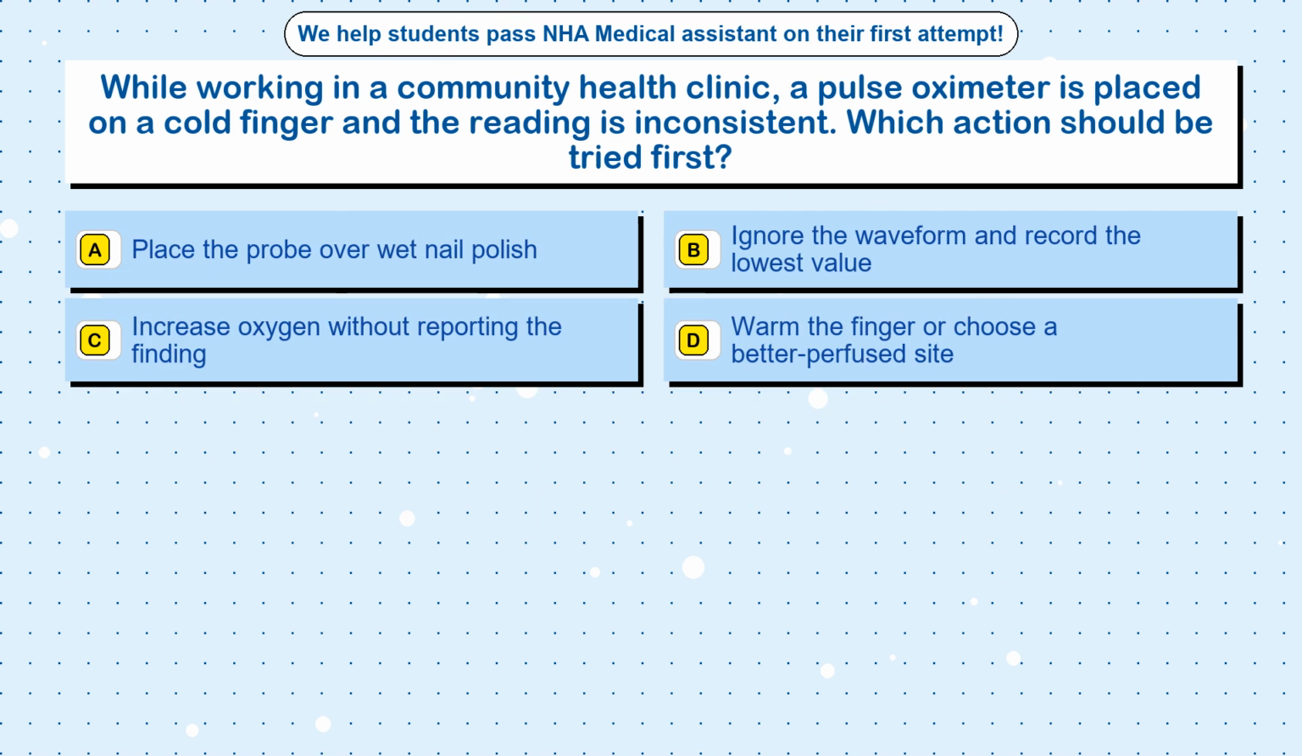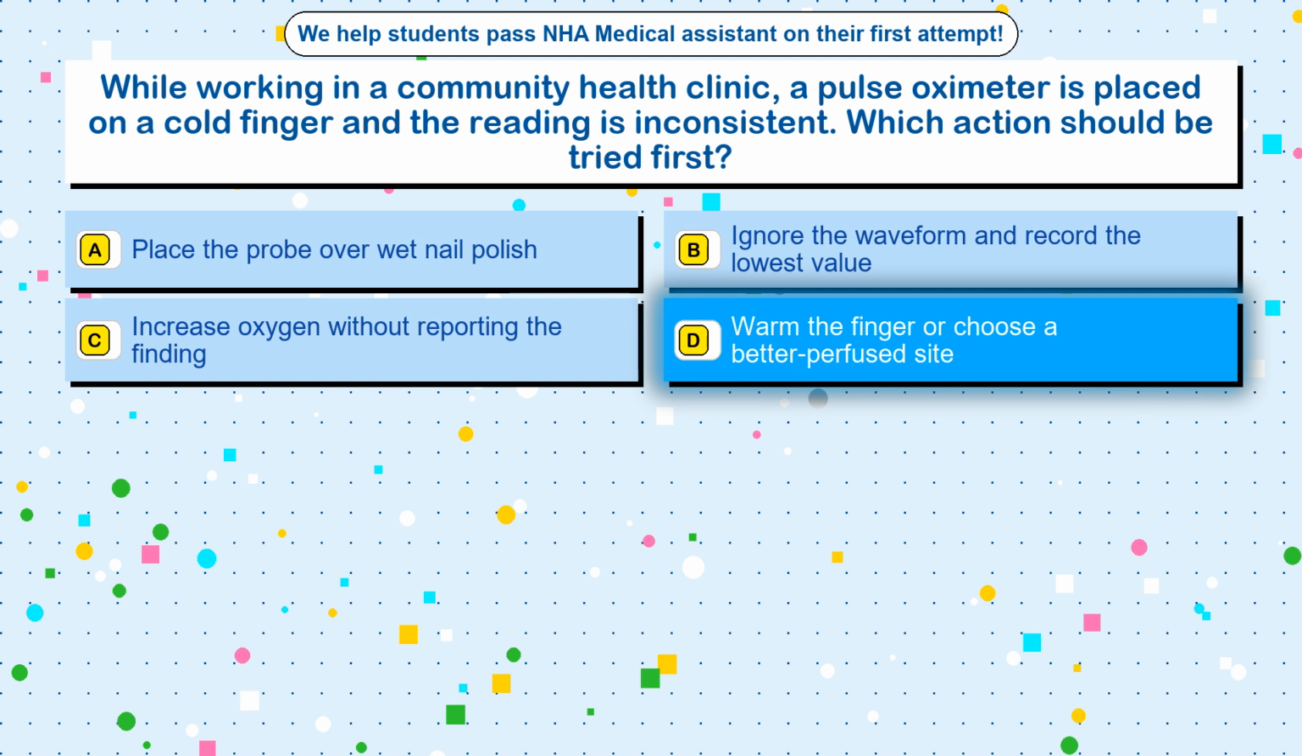Question 10. While working in a community health clinic, a pulse oximeter is placed on a cold finger and the reading is inconsistent. Which action should be tried first? Option A. Place the probe over wet nail polish. Option B. Ignore the waveform and record the lowest value. Option C. Increase oxygen without reporting the finding. Option D. Warm the finger or choose a better perfused site.